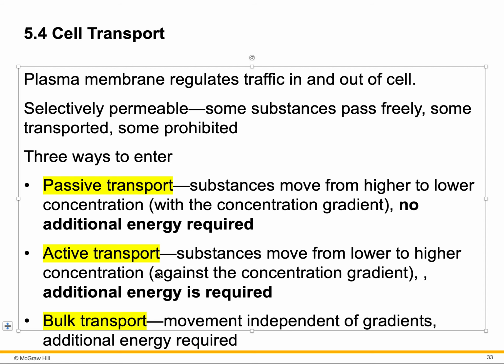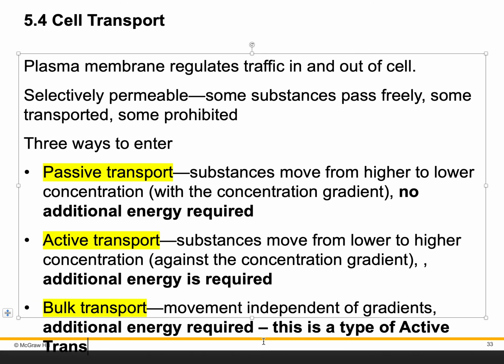So that's like saying passive transport is going with the flow, and active transport is going against the flow. Like if you're out in the ocean swimming with the waves, going with the current, that's an example of passive transport. If you're swimming against a wave, then you're going against the concentration gradient, and that's what we call active transport. Bulk transport means that you're moving really big things, and this does need ATP. So this is a type of active transport.